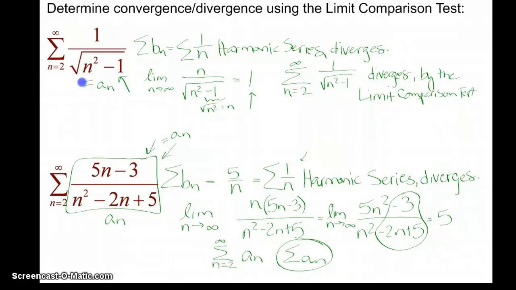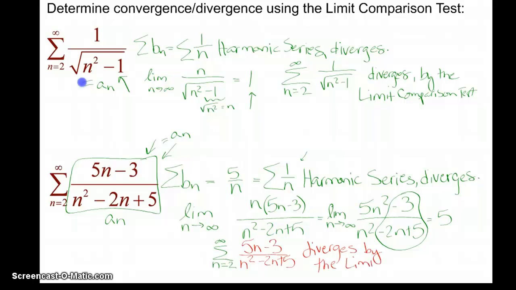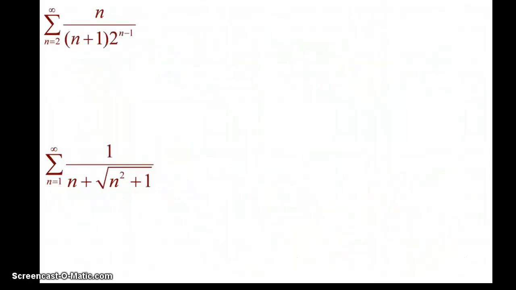So it's my opinion, I would much rather see you just rewrite the original series. You've always got time to do that. So that is the sum of 5n minus 3 over n squared minus 2n plus 5 diverges by the limit comparison test. All right, so there we go.